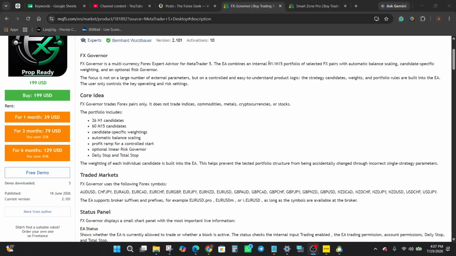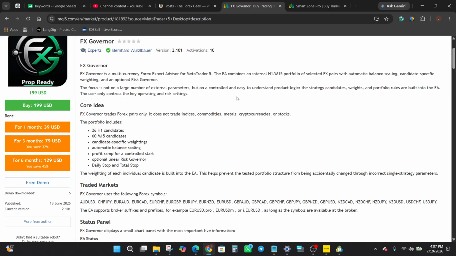of H1 and M15 strategy candidates with automatic balance scaling and candidate specific weighting built directly into the EA rather than exposed as user adjustable parameters. It also includes an optional risk governor, all right, as we can see stated here.